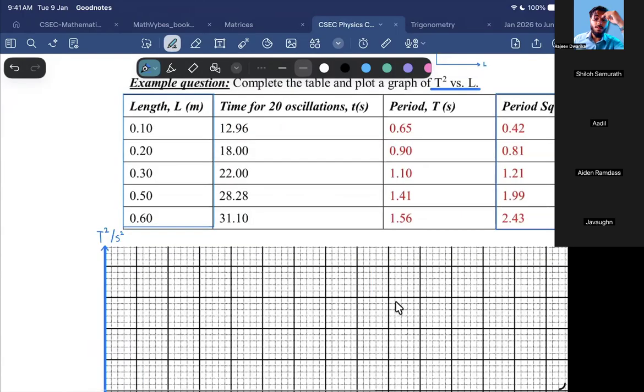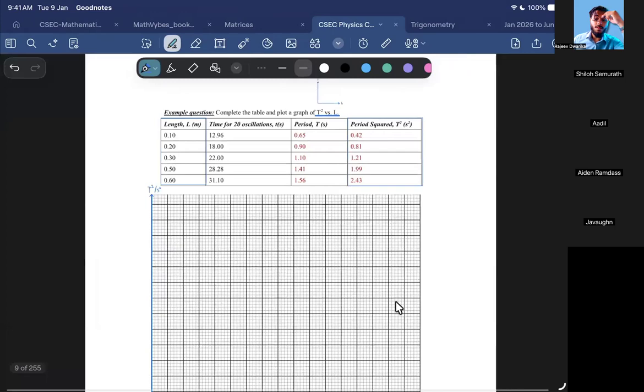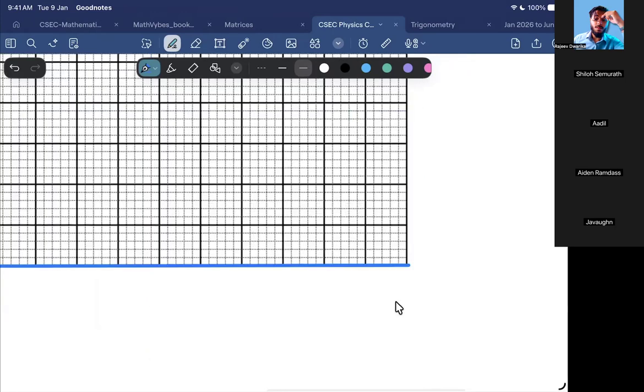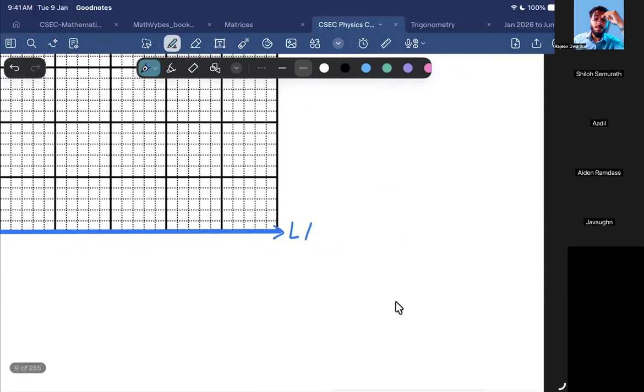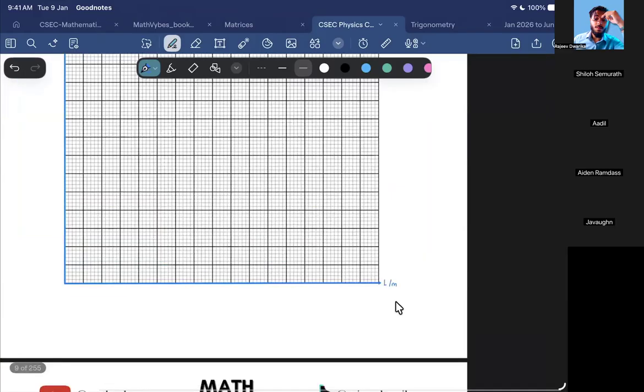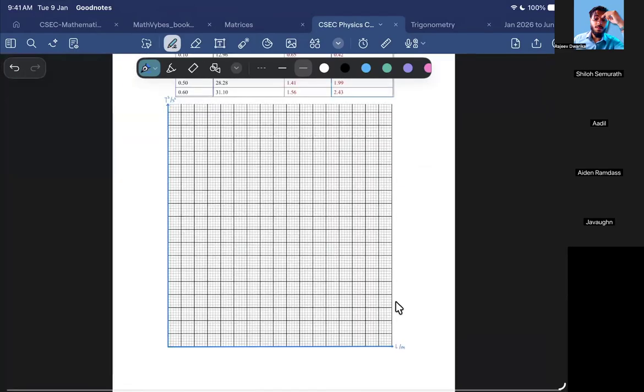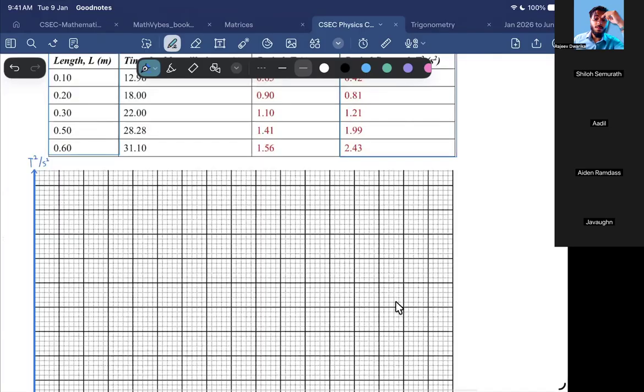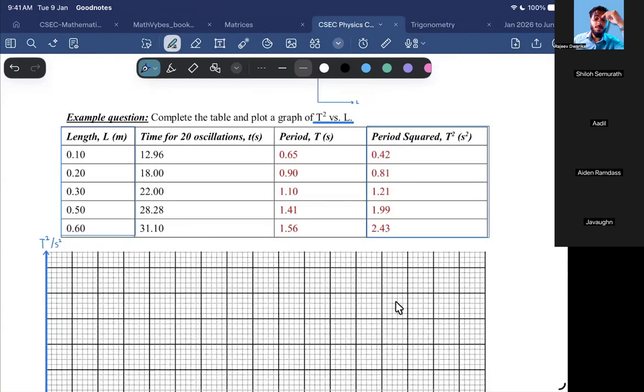On the x-axis, we're going to put L. What's the unit for L? Meters. While we're at it, we could put a title for the graph as well. Believe it or not, you get marks for labeling the axes and giving the graph a title. What do you want to title this graph? Javon? Shiloh, you want to give the graph a name?